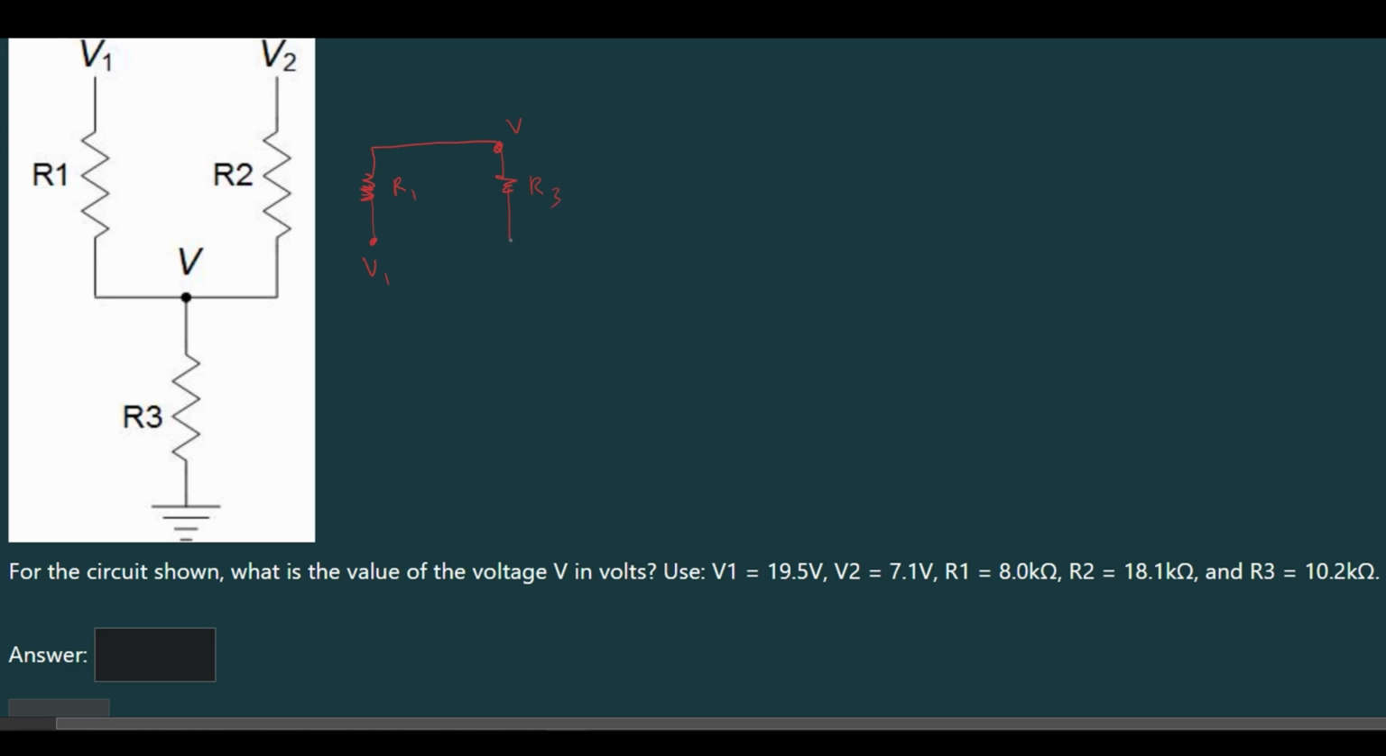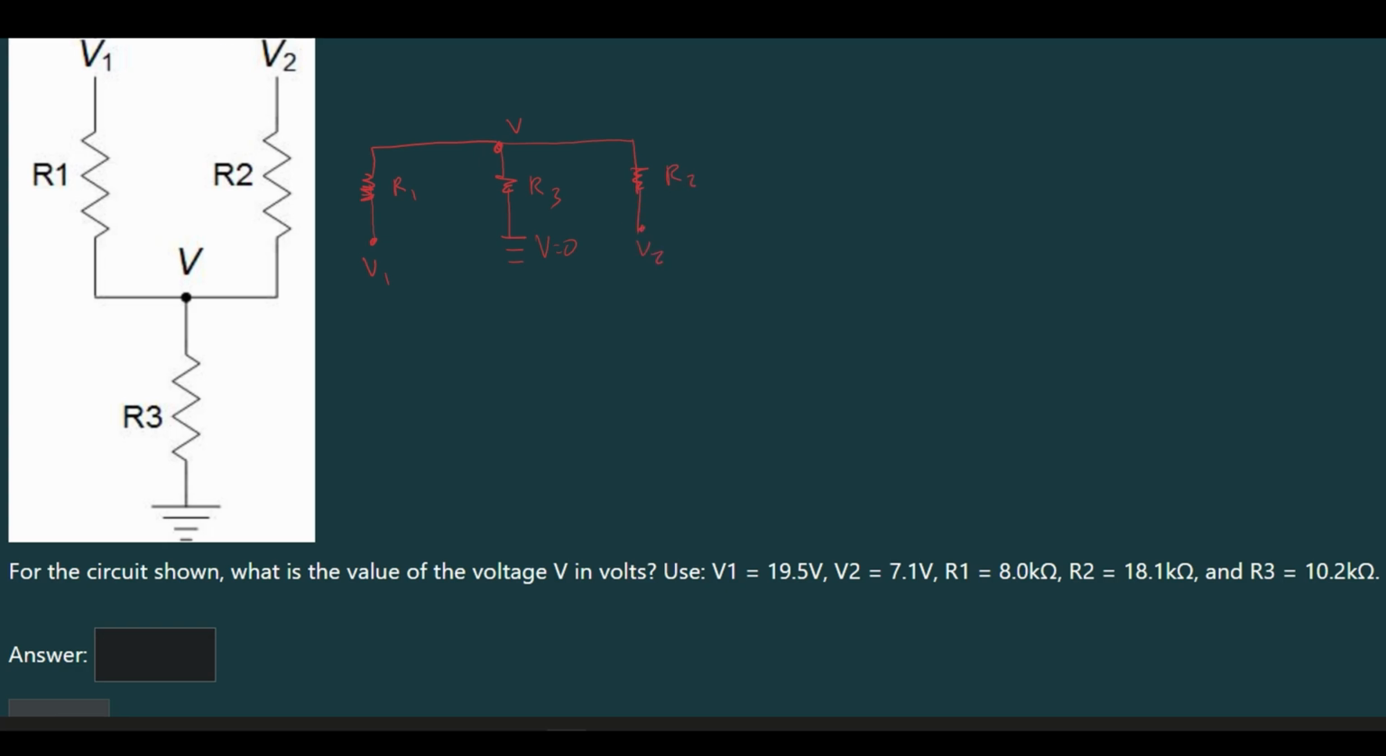This is going to be R3, and we can see that it's going to ground. So that means the voltage here is going to be equal to 0. Whenever we have ground, that's always equal to 0. We are going to have a value here. We have our resistor here. This is going to be R2, and this goes into our V2.